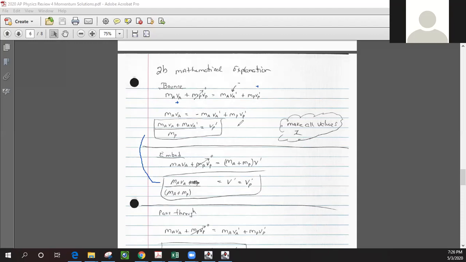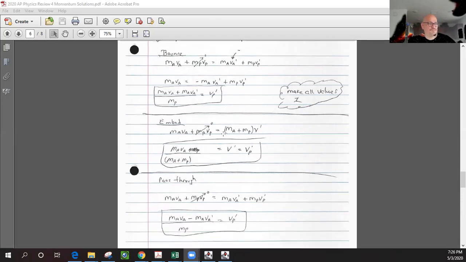Now look at the third case, where it passes through. Let me hit clear. So it passes through, again mass of the arrow, velocity of the arrow. This is positive again, and the velocity of the pumpkin is 0. Now, after the collision, mass of the arrow, velocity of the arrow, this is positive. Mass of the pumpkin, velocity of the pumpkin, that's also positive.